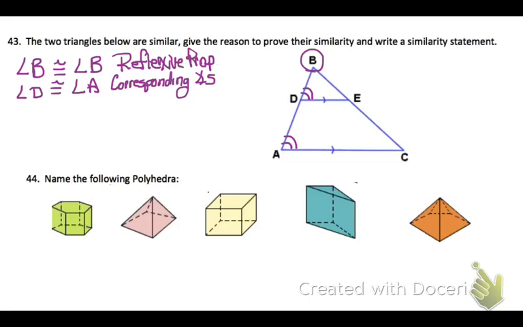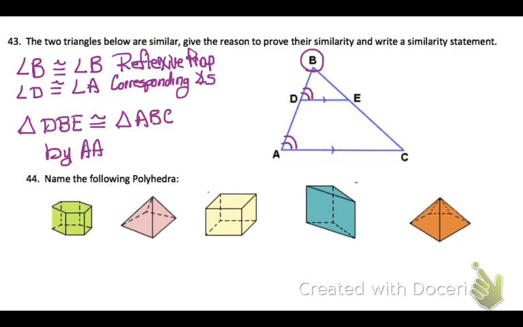So I can say that, and now I have two angles of one triangle congruent to two angles of another triangle, so I can say those two triangles are similar. And notice that in my similarity statement, I have listed my corresponding sides in the same order. And it is similar by angle, angle.